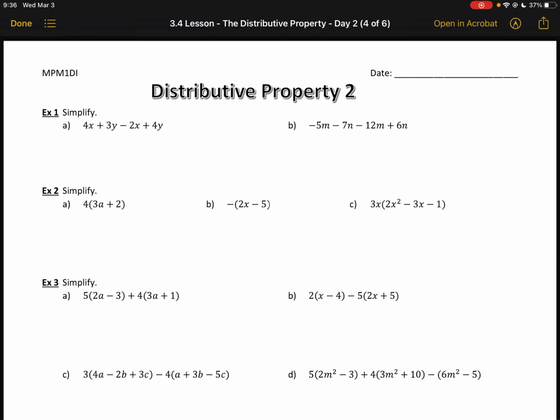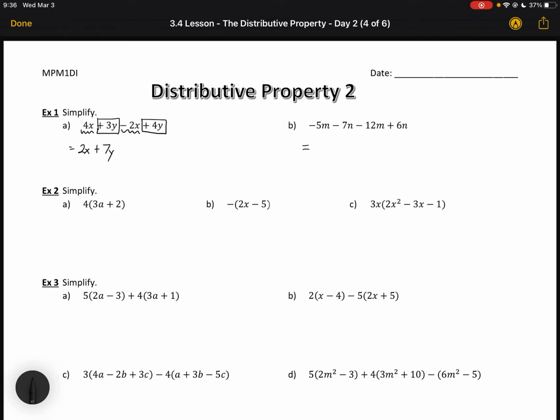This video goes over some more examples of the distributive property. So the first example asks us to simplify. Here we're just collecting like terms. So I'm going to underline my x's, and I'm going to put a box around my y's. I'm going to combine my x's first. 4x minus 2x is 2x. 3y plus 4y is 7y.